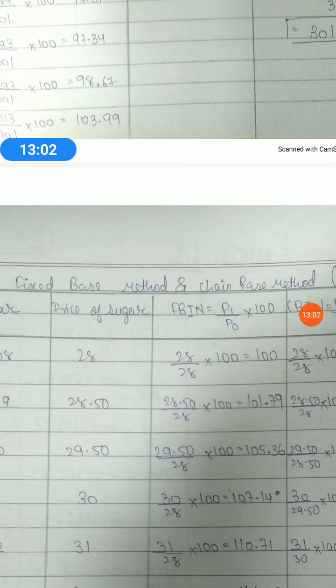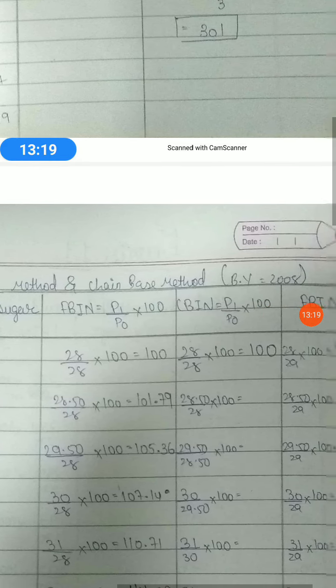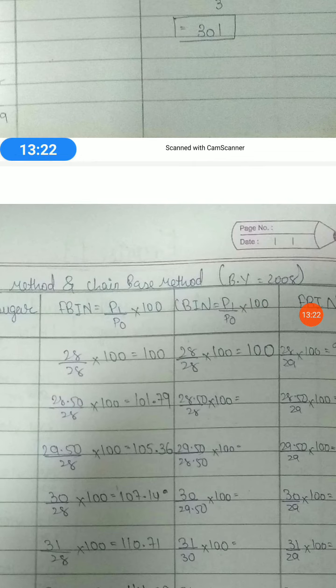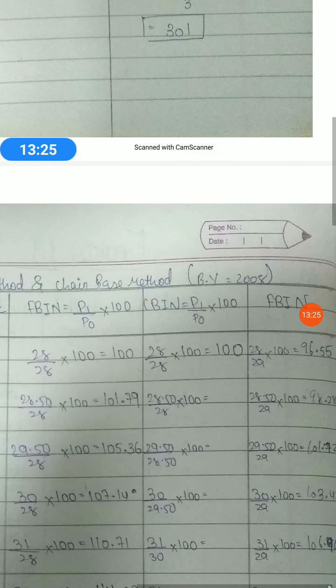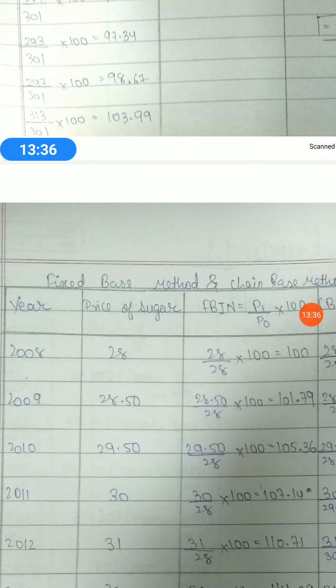First, give a heading fixed base method and chain base method. Then make columns. First column is always the year. Second column, whatever is given in the question, is the price of sugar per kilogram. Then fixed base index number and chain base index number. And the last, third, is fixed base method, but by taking the average of 2009 and 2010. So first we complete the fixed base index number. We know this is a very easy sum. Already we have seen in the first question, 28 upon 28 into 100.